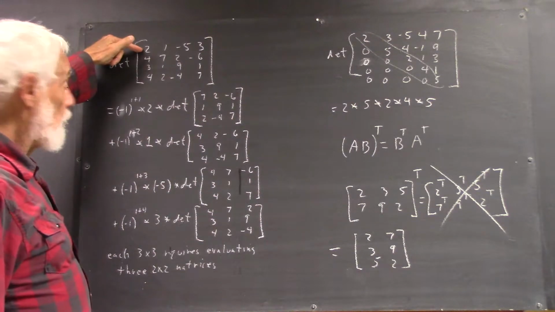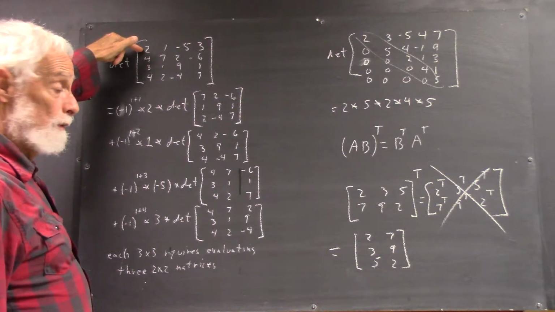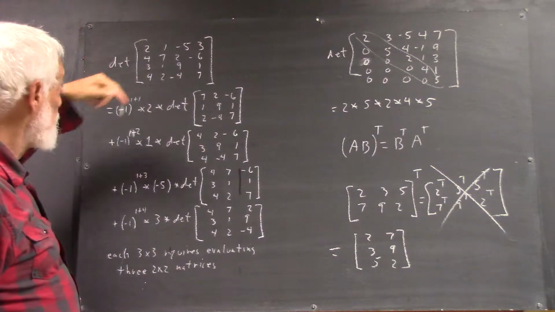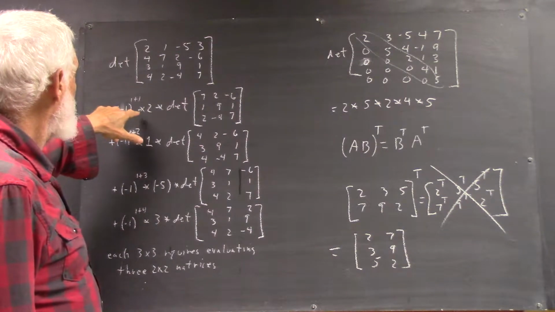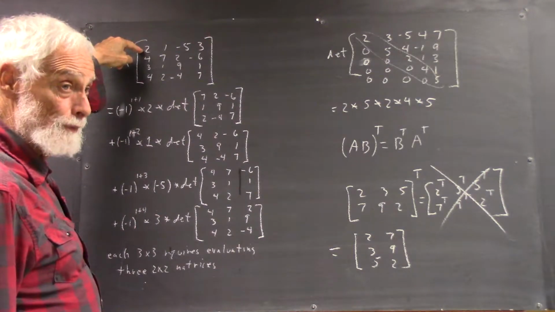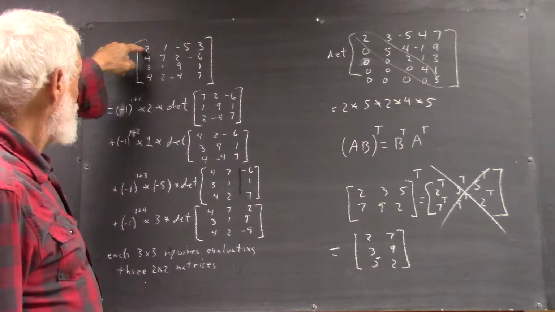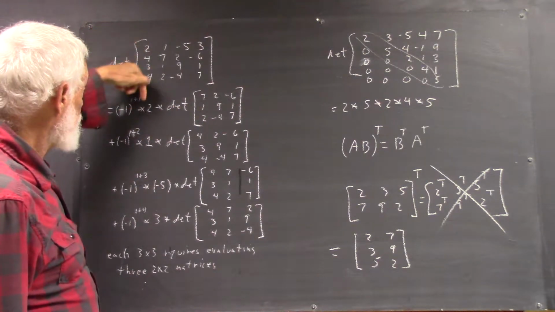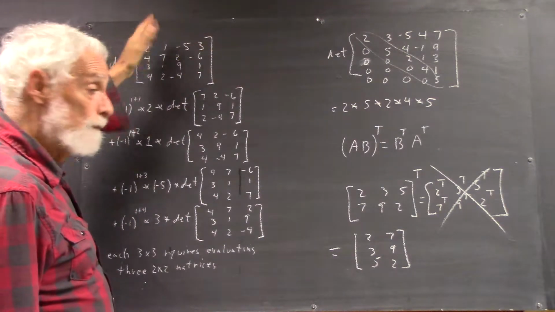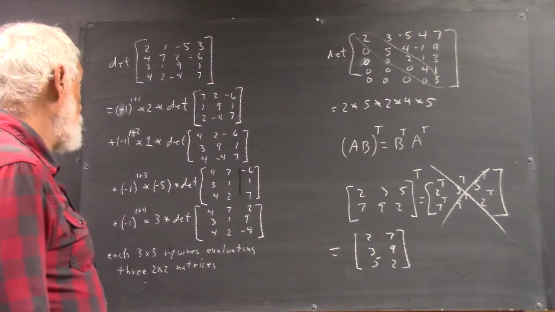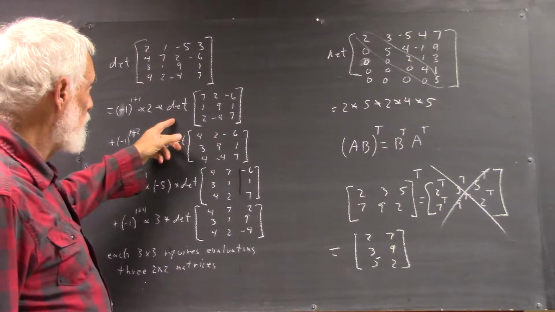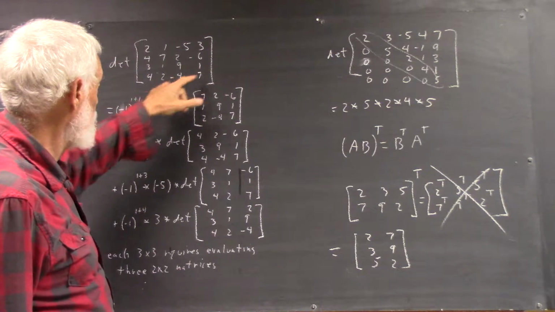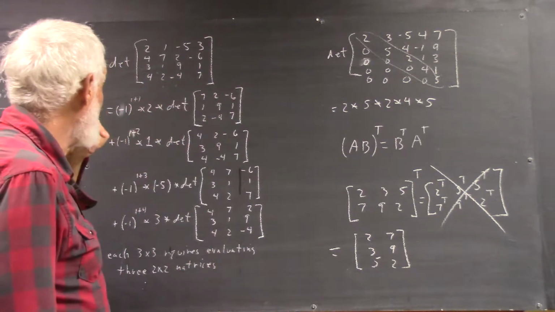Okay, so let's see. We start with the 1, 1 position. So this would be -1 to the 1 plus 1, -1 to the i plus j, times 2, which is this number, times the determinant of the minor that we get. Well, we throw out the first column and the first row for the 1, 1 cofactor, and we have then the determinant of the matrix that we have left, the 7, 2, -6, 1, 9, 1, 2, -4, 7 matrix.